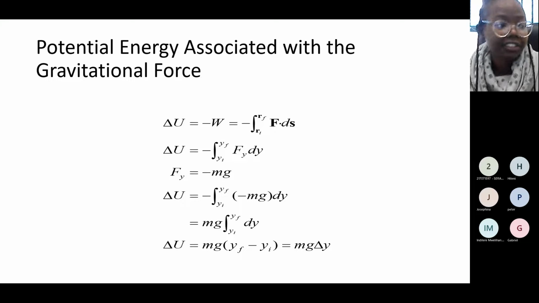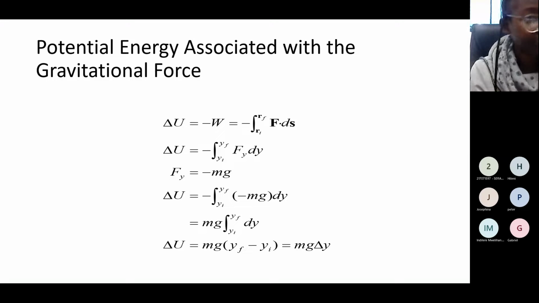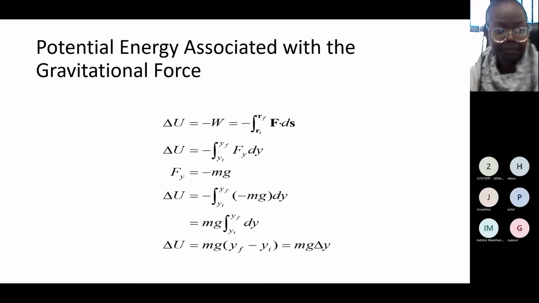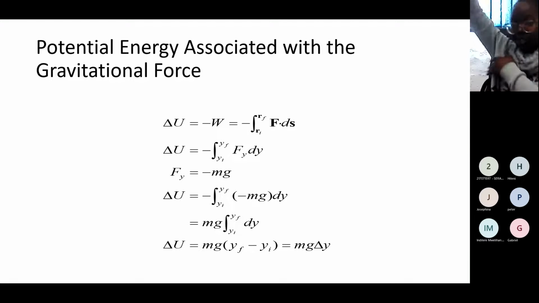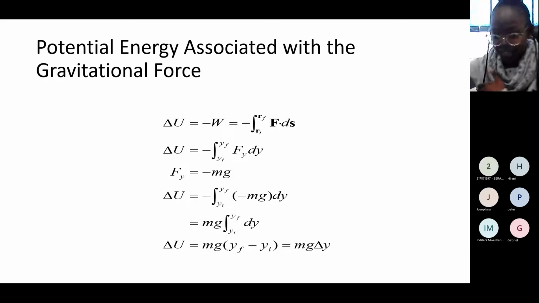Okay, moving on to the derivation of the formula for potential energy. The change in potential energy is equal to the negative work done. The negative in the equation comes from the downward gravitational force. If the object is up in the air and you are pointing it downwards, that's negative because it's going down. That's why we have a negative in that equation.